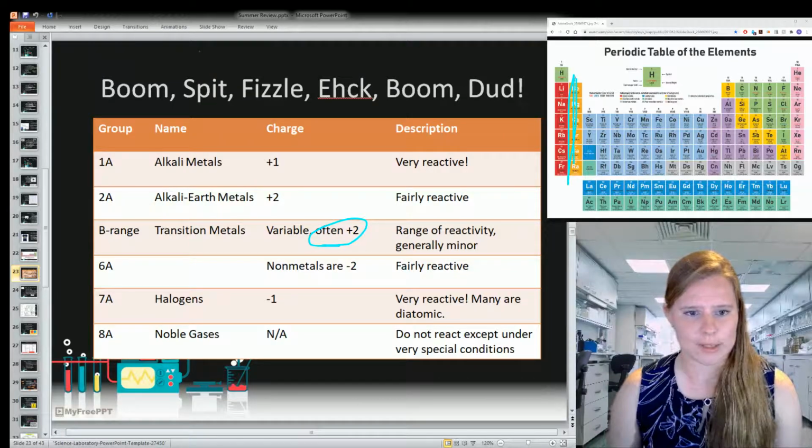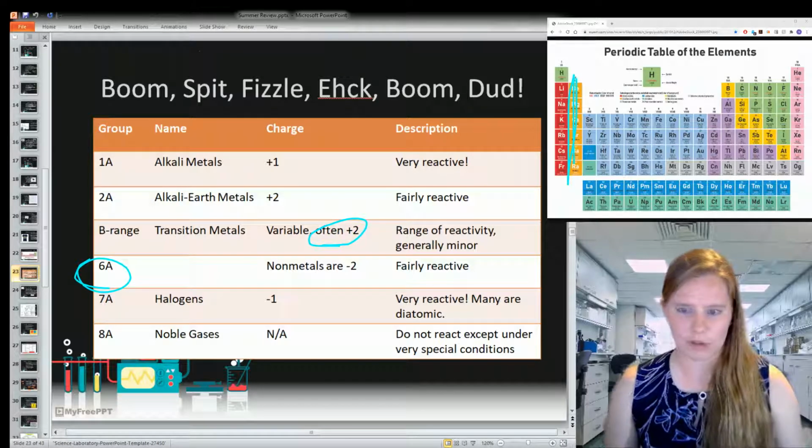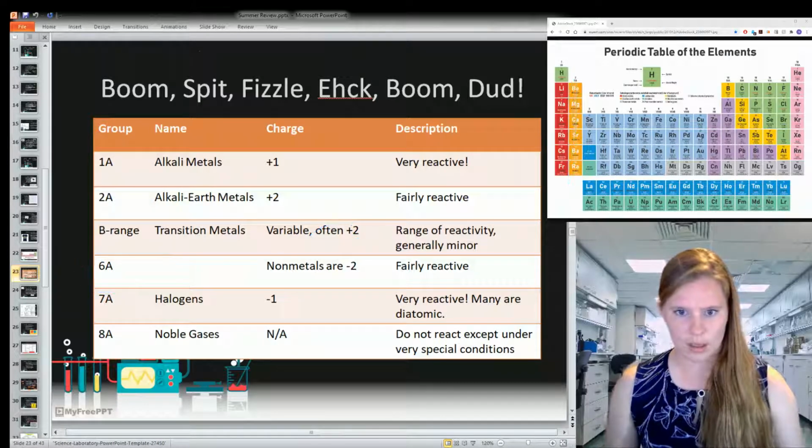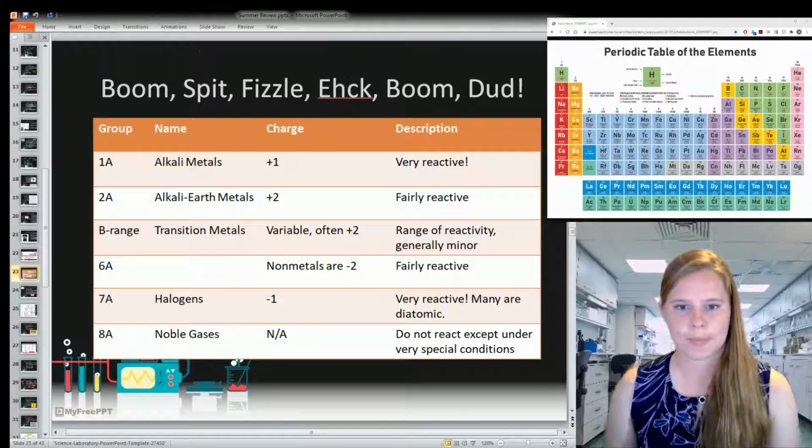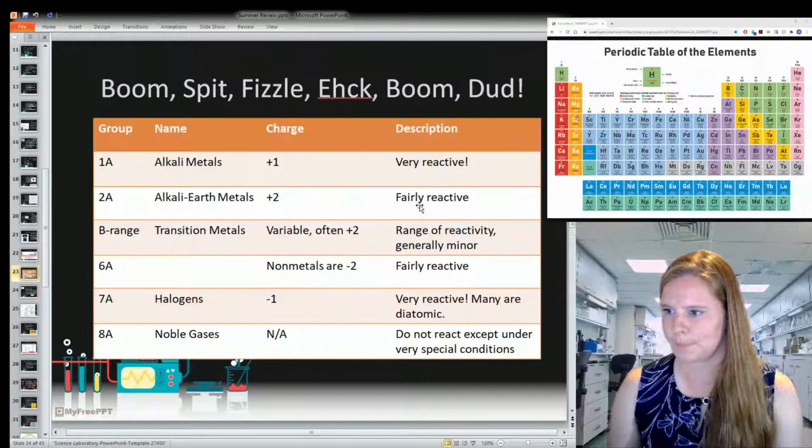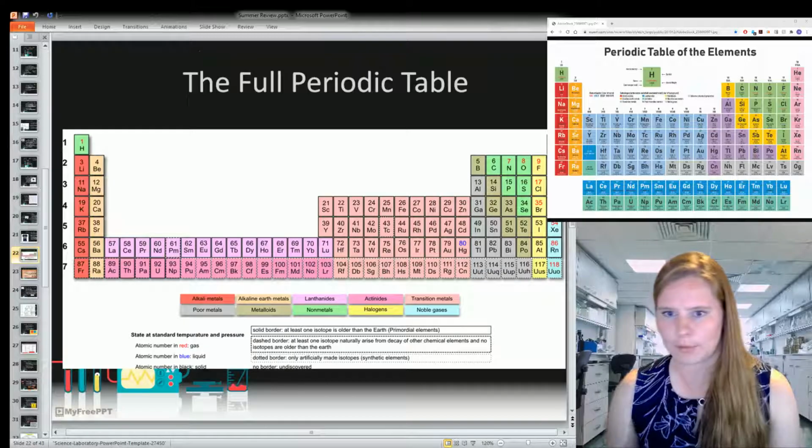And then we skip all the way to 6A. These are nonmetals. The only thing I want to say about 6A, I put charge of -2. Please do remember, so this is 6A right here.